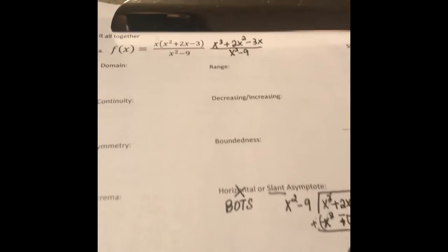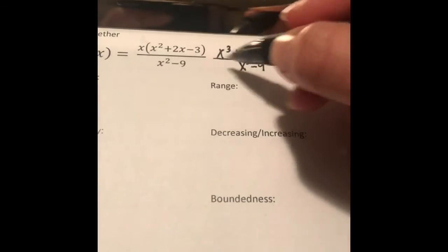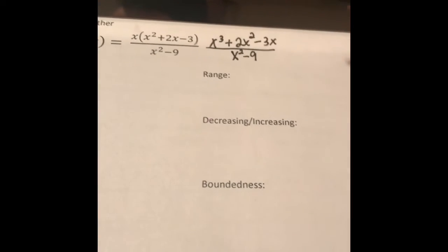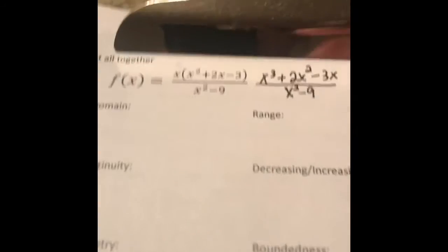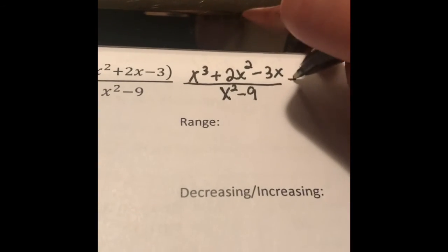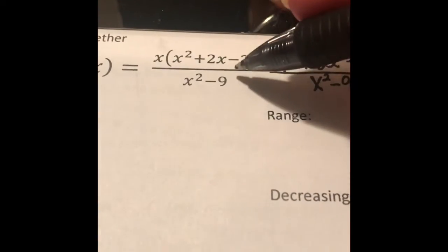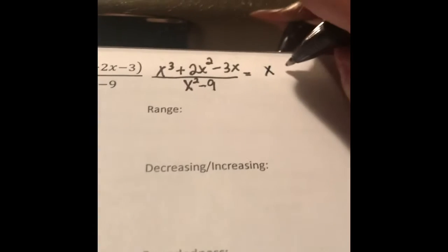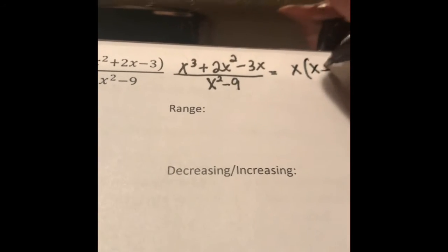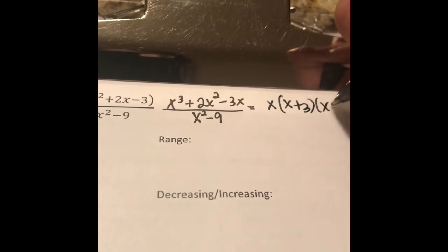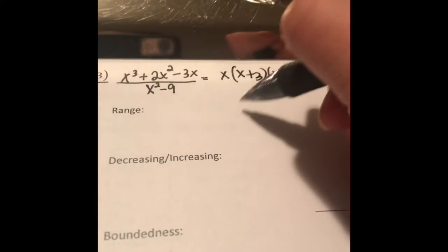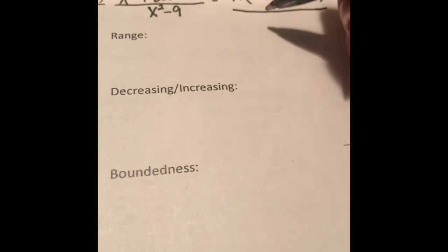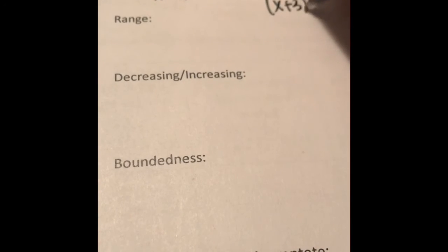Good stuff. The next thing I like to do is then factor. So I'm going to factor this rational function so I can figure out if they're holes or x-intercepts or vertical asymptotes. So to factor this, I should probably leave it at the original format, which is this one here. I'm going to factor x squared plus 2x minus 3. That's going to be x plus 3 and x minus 1, all over, and then this is a difference of squares, so that's going to be x plus 3 and x minus 3.